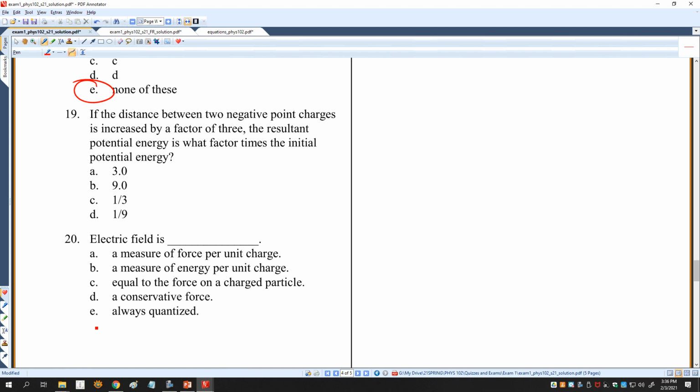If the distance between two negative point charges increased by a factor of 3, what is the potential energy? Well, potential energy is kQQ over R. If I increase this by a factor of 3, this becomes 1/3 of its original value. An electric field is a measure of force per unit charge.